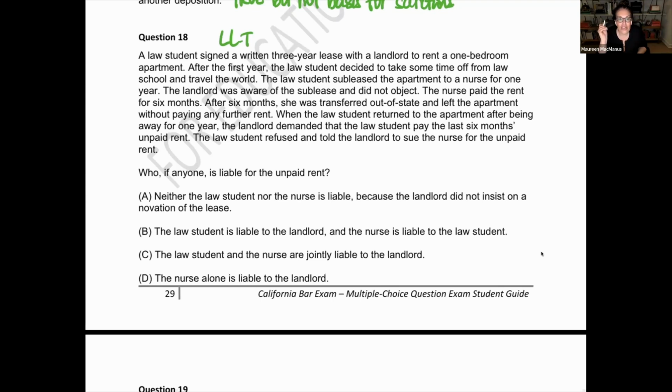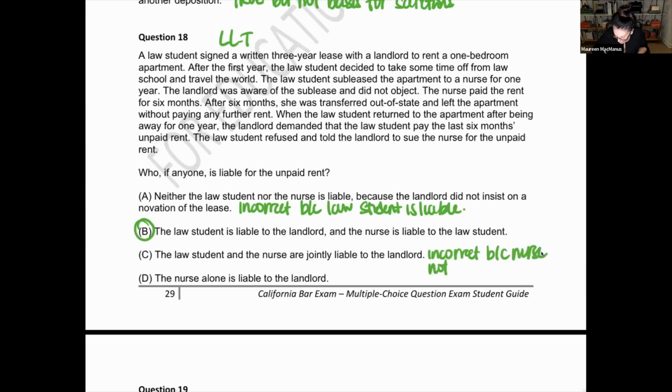So who, if anyone, is liable? Neither. That's incorrect because the law student has a lease. So there's privity of contract. The law student is liable to the landlord. The nurse is liable to the law student. This is our correct answer. The law student and the nurse are jointly liable. This is incorrect because the nurse is not liable to the landlord. There's no privity. And D, the nurse alone, again, this is the same as here.